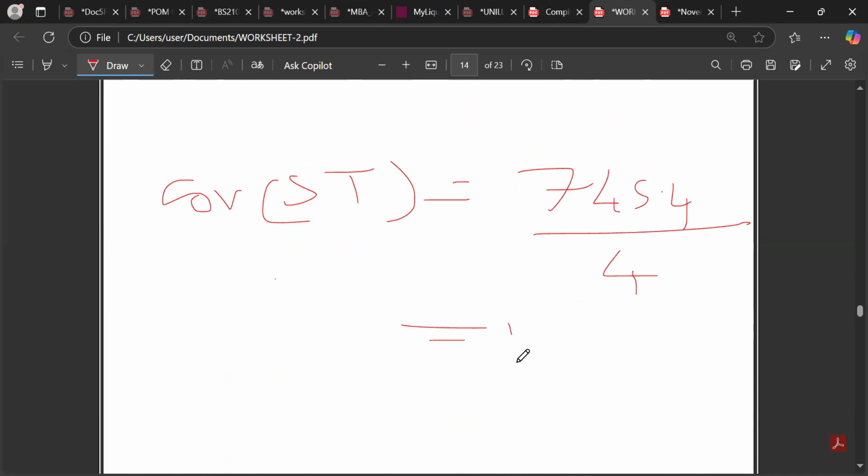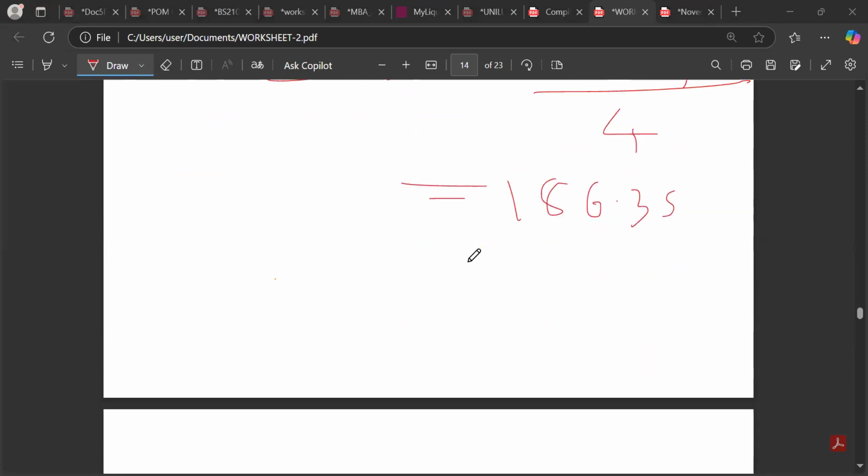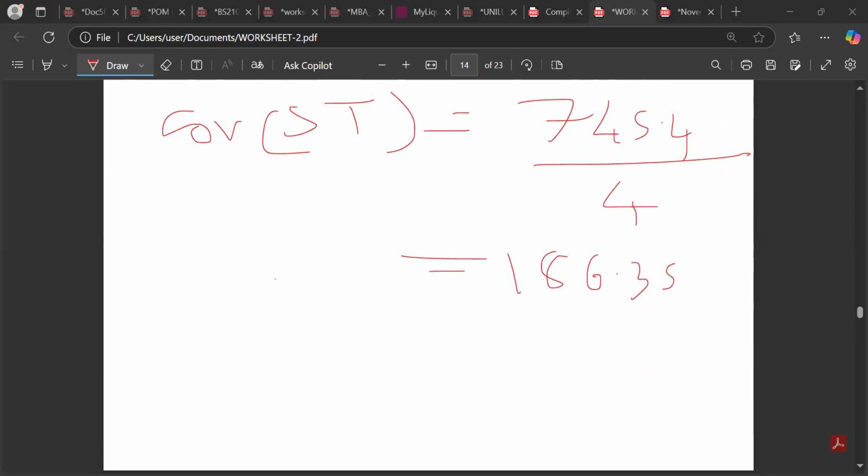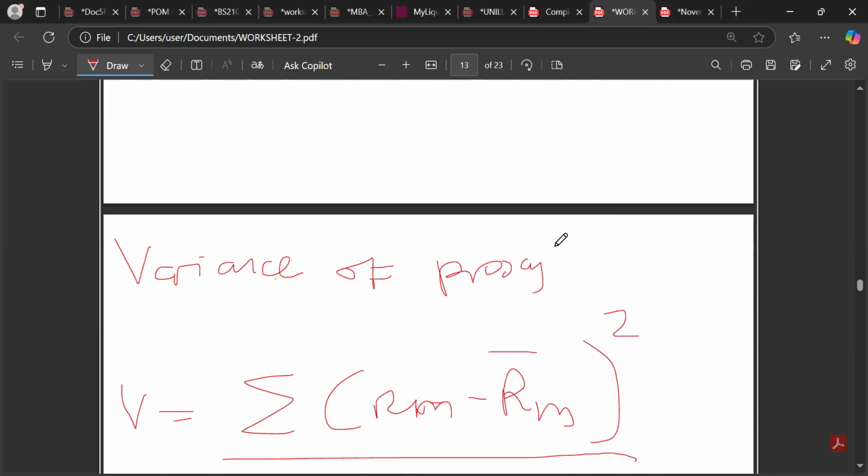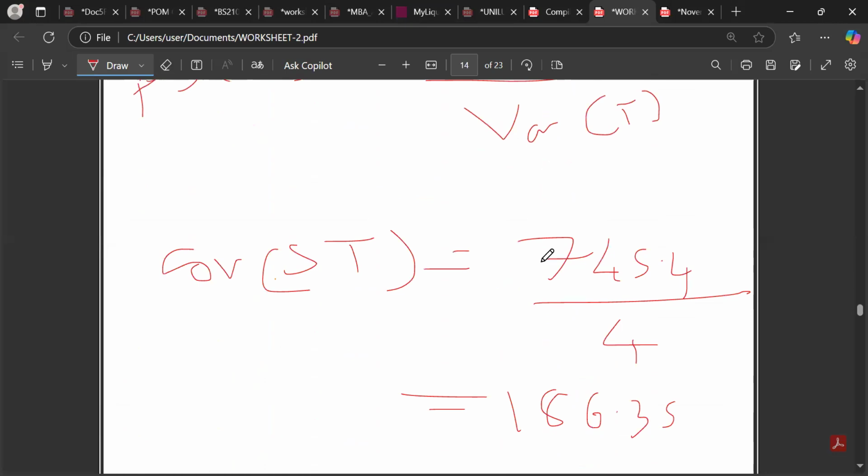What are we getting? 186.35. $186.35 is the answer. Are we okay here? Are we all on the same page? Okay, so having found that covariance, we didn't find the variance of the true market.